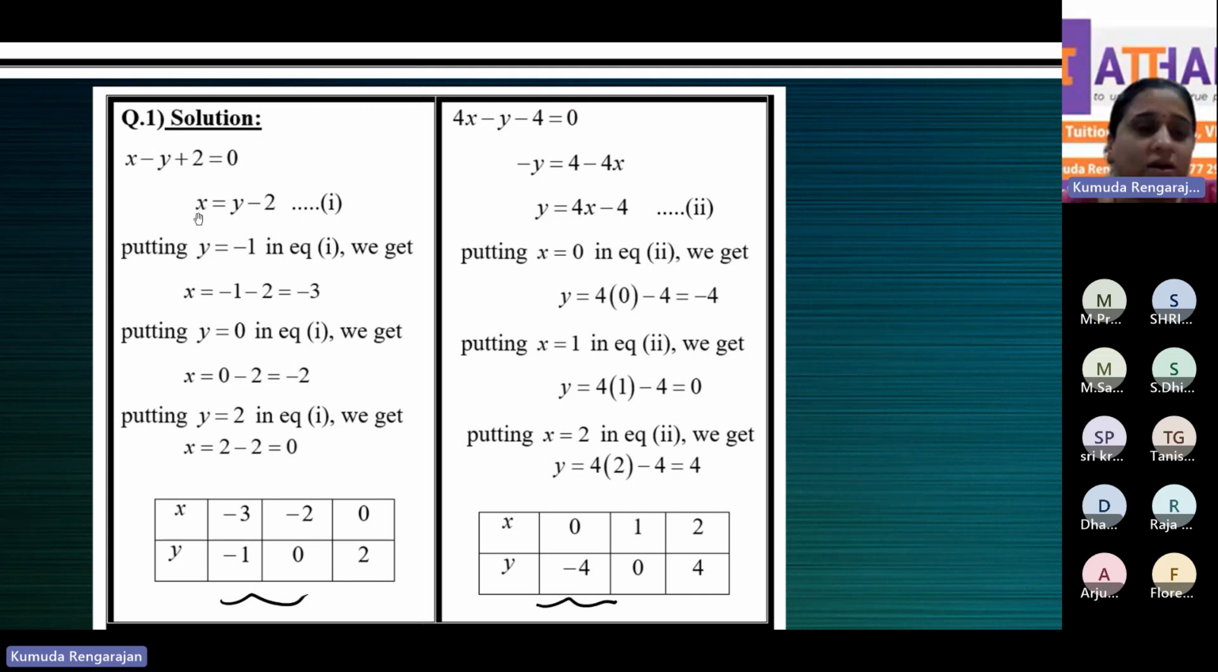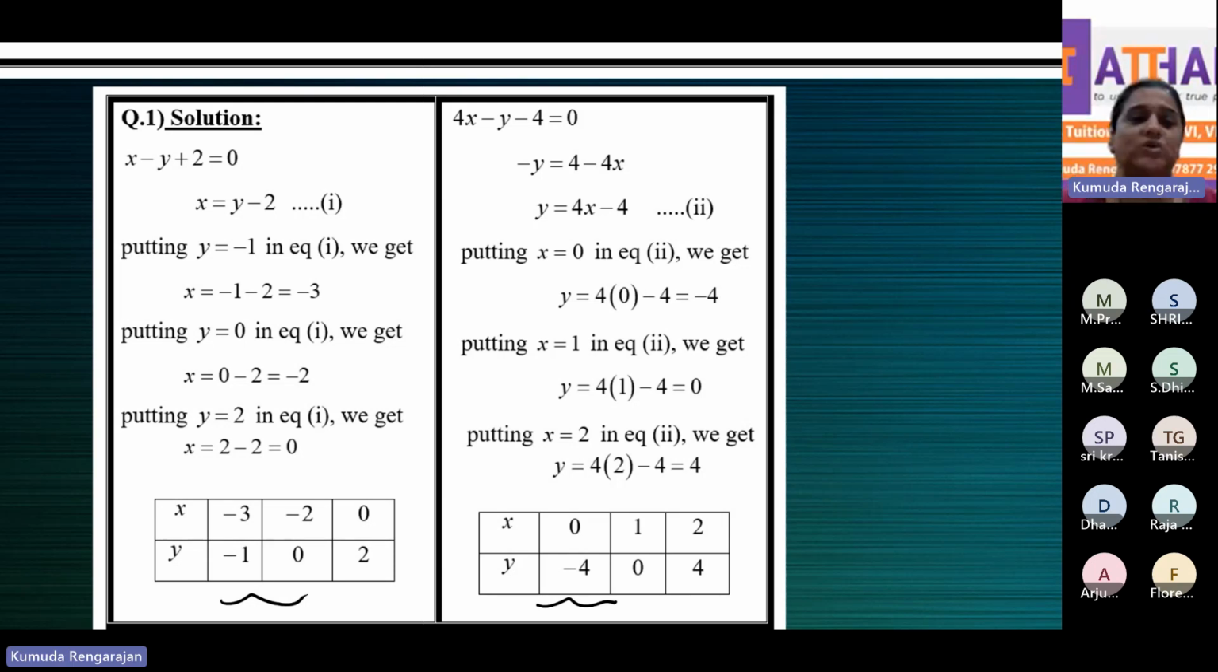Please understand that. x is equal to y minus 2, so give different values for y and find the corresponding values of x. Here y is equal to 4x minus 4, so give different values for x and find the corresponding values of y. You can take any value, and like that I've prepared the table. I'll wait for two minutes so that all of you understand. Please go through the table, children. You might have taken different values, that's fine. But this is how you should present your answer.